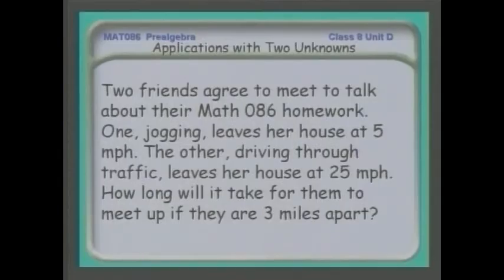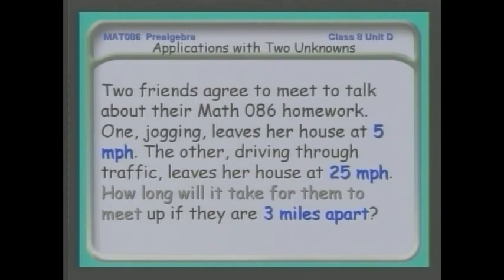Two friends agree to meet to talk about their Math 86 homework. One, jogging, leaves her house at 5 miles an hour. The other, driving through traffic, leaves her house at 25 miles an hour. How long will it take them to meet if they're 3 miles apart? Let's assume, of course, they're going in opposite directions so that one isn't chasing the other one. For example, I can envision the jogger trying to follow the car in the same direction. It'll take them a long time. Anyway, here's an assumption we make right there.